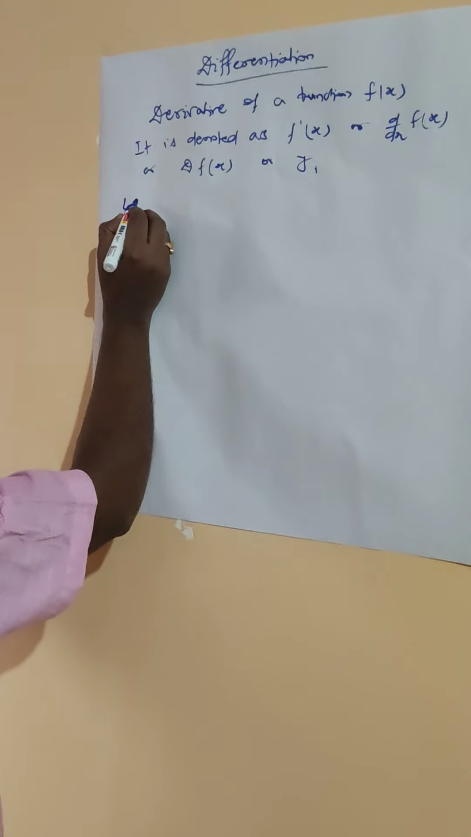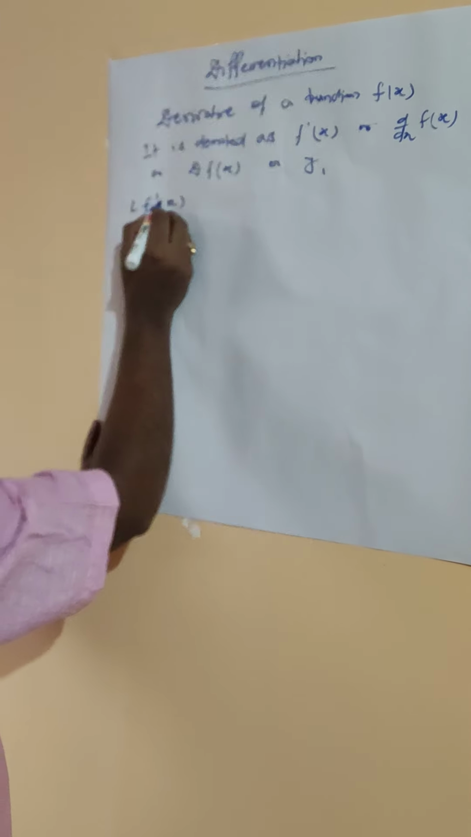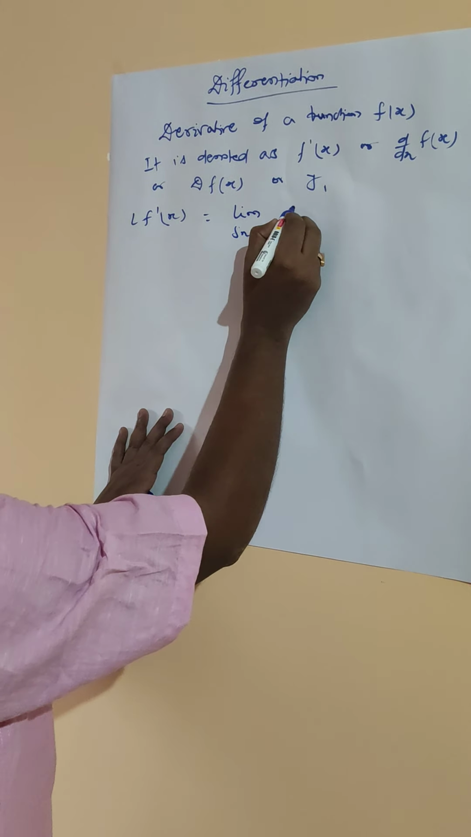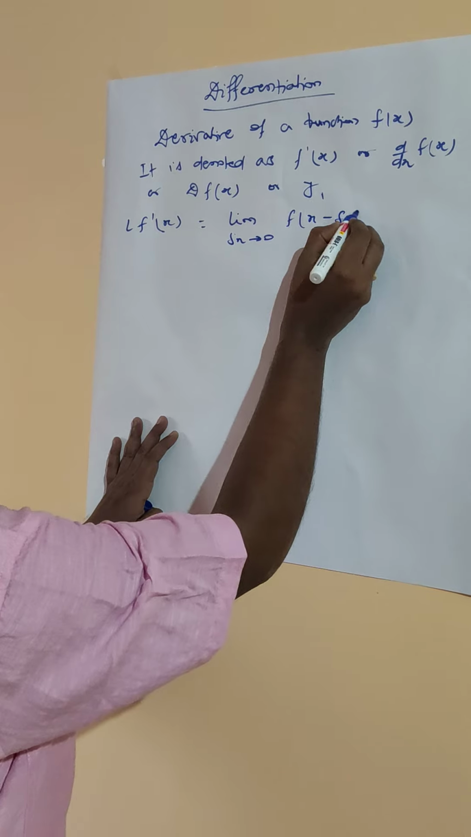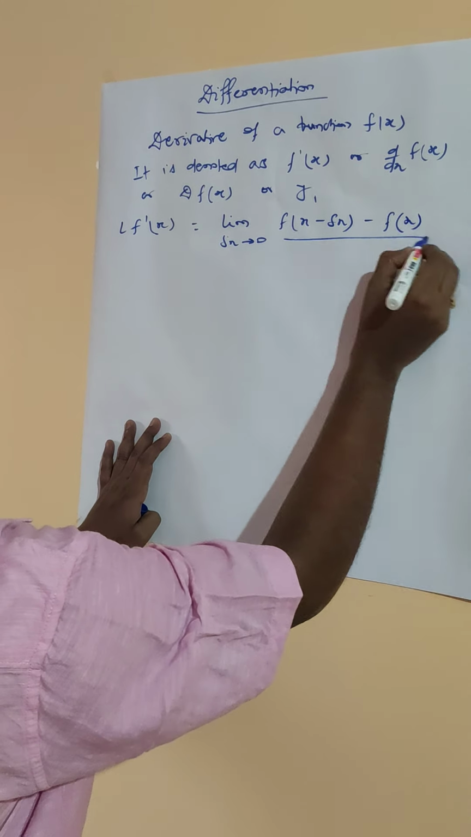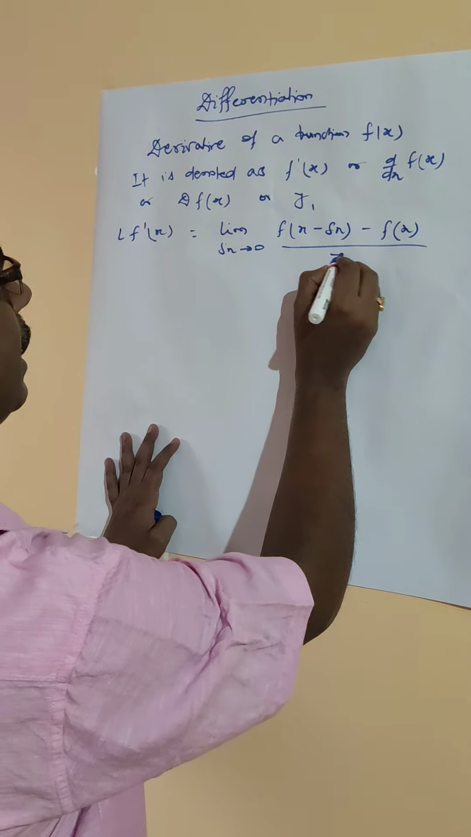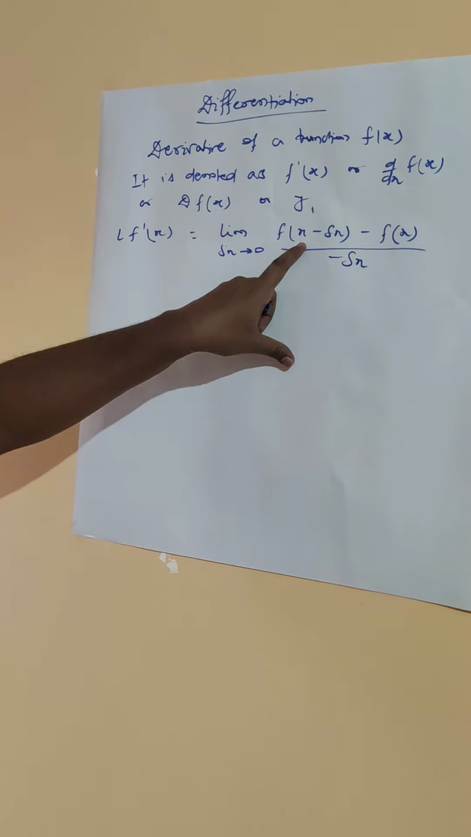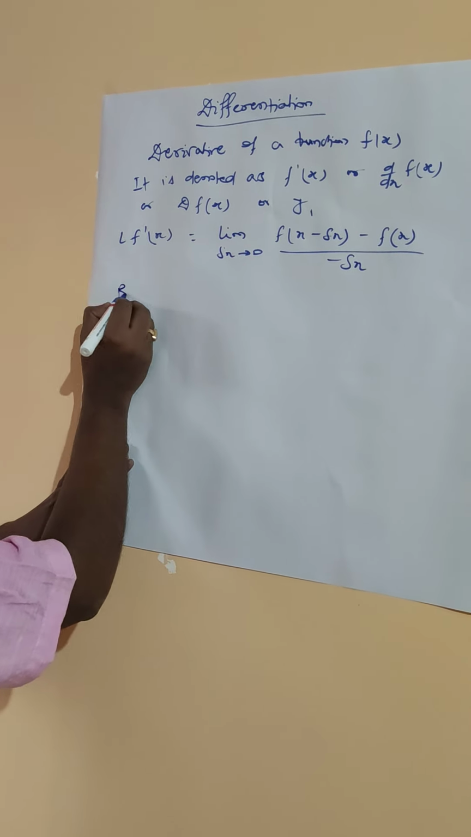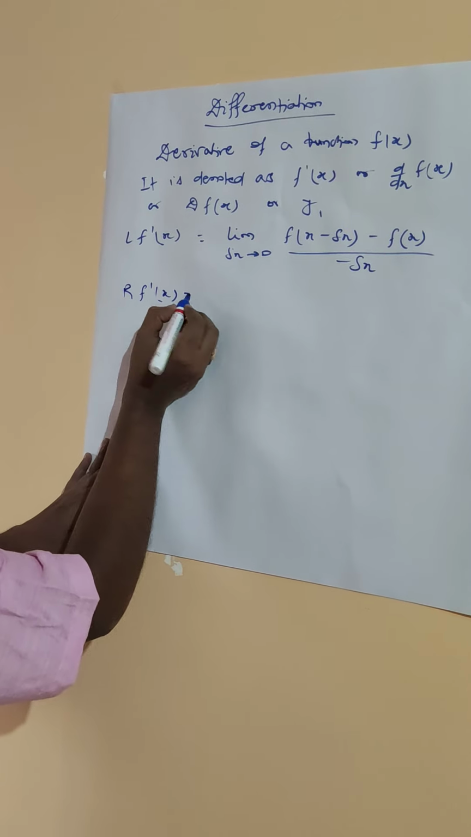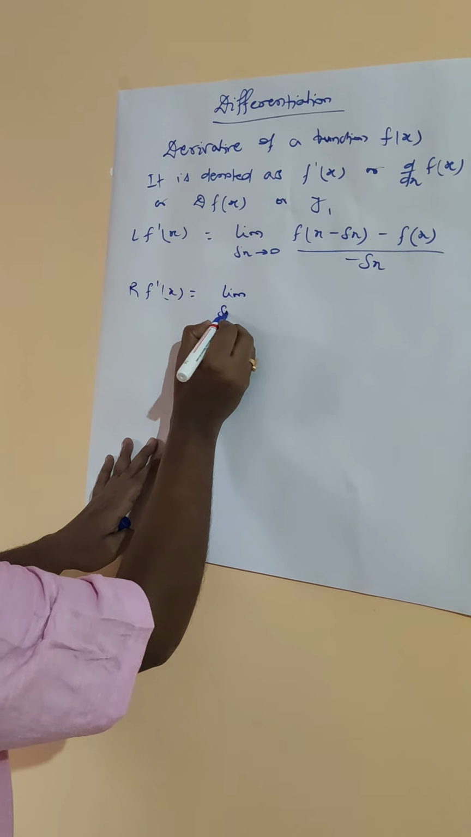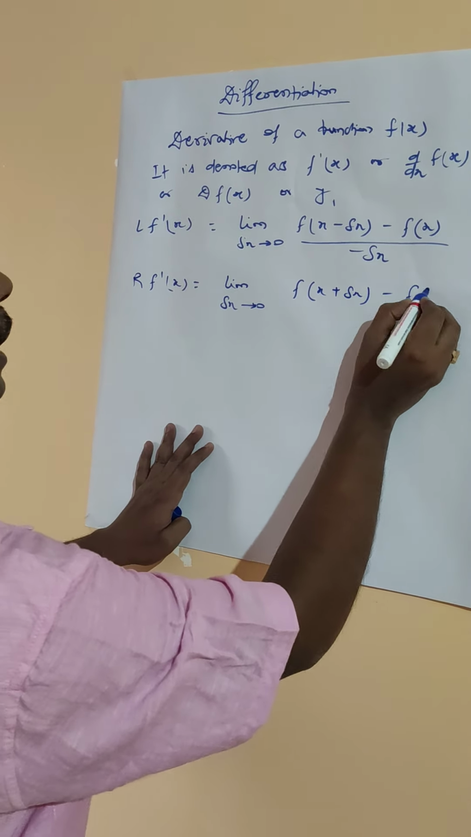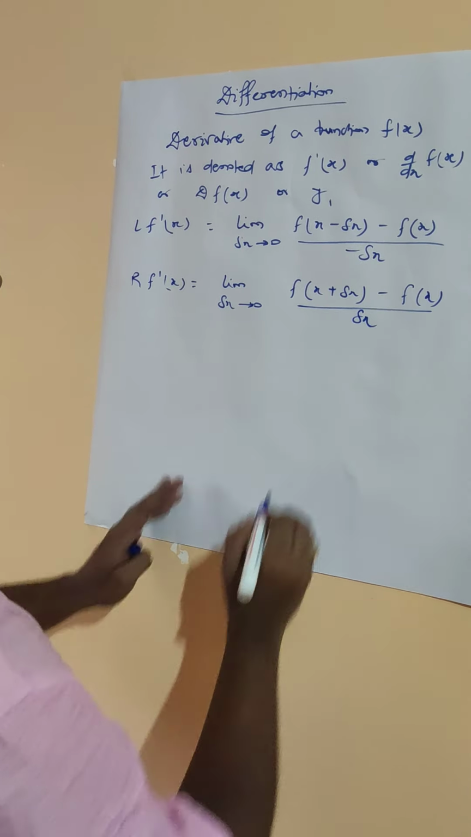Left hand derivative, L f dash x, equals limit delta x tends to 0 of f of x minus delta x minus f of x, divided by the difference of this, that is minus delta x, where delta x is some increment in x. And right hand derivative, R f dash x, is limit delta x tends to 0 of f of x plus delta x minus f of x, divided by delta x.